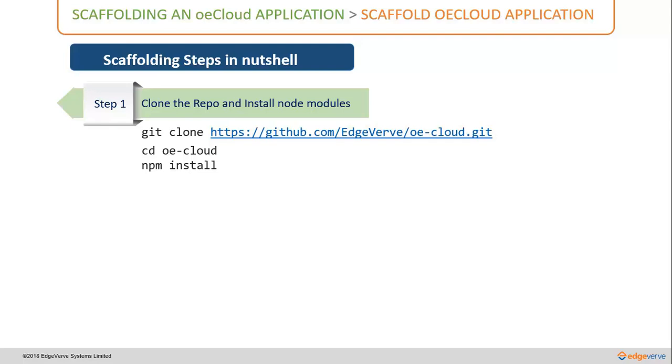Recall that the npm install command will install all the node modules as per the package.json. The package.json comes along with this cloned repository, which will contain all the entries for the internal and dev dependencies, and all these things will be installed once you use this npm install command. So this is step number 1.